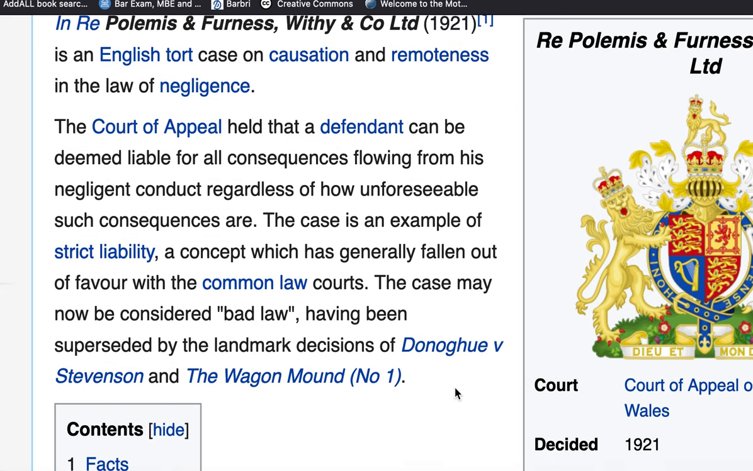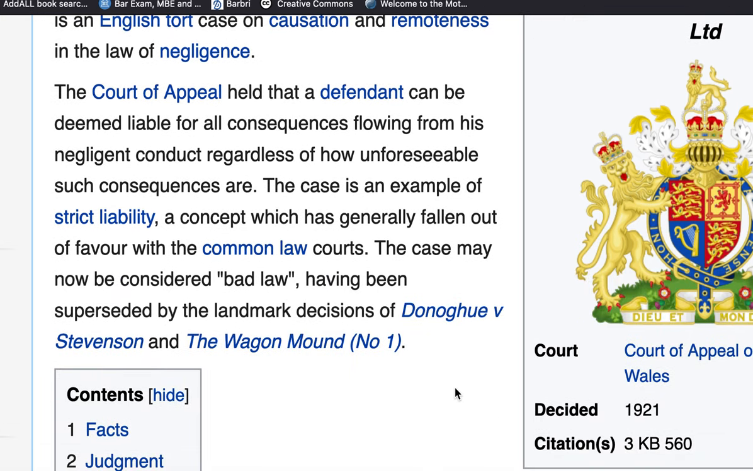So this was a landmark decision. The Court of Appeal held that the defendant can be deemed liable for all consequences flowing from his negligent conduct, regardless of how unforeseeable such consequences are. The case is an example of strict liability, a concept that has generally fallen out of favor. And notice how they're spelling this in the English spelling. This is not American English. In American English, you would spell it without the U. American English is slightly different than UK English.